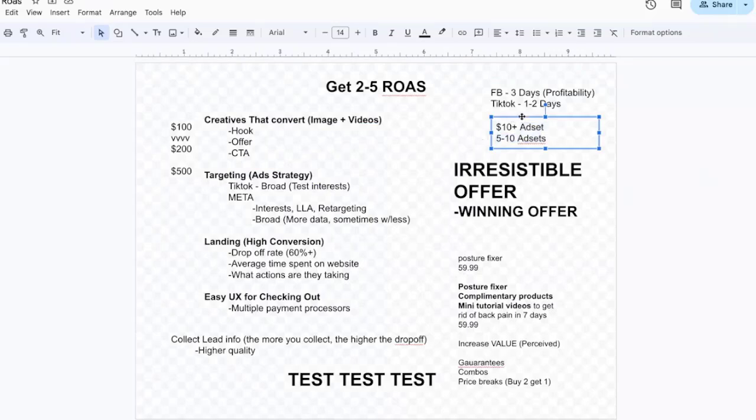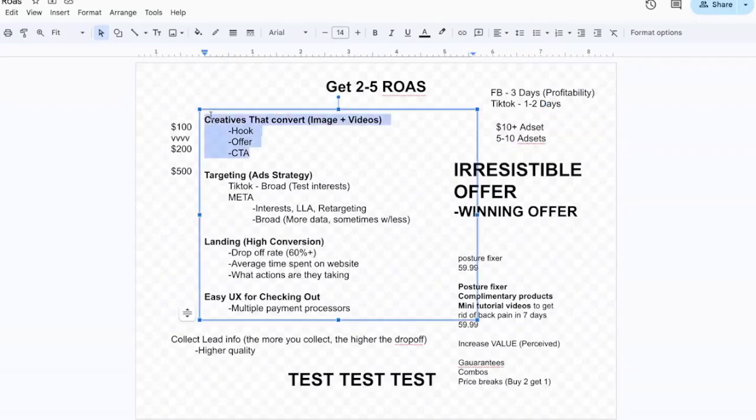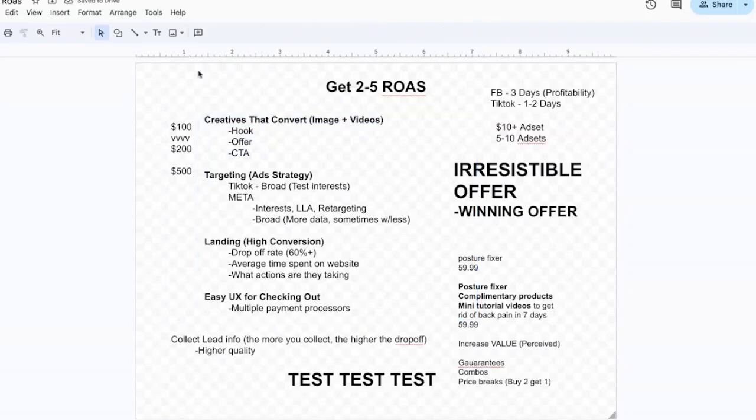So those are just some key principles. Let me know if you guys have any other questions. If not, I'll go ahead and walk through creatives, right? We're going to look at some creatives that convert, how to find creatives, and how to get winners.